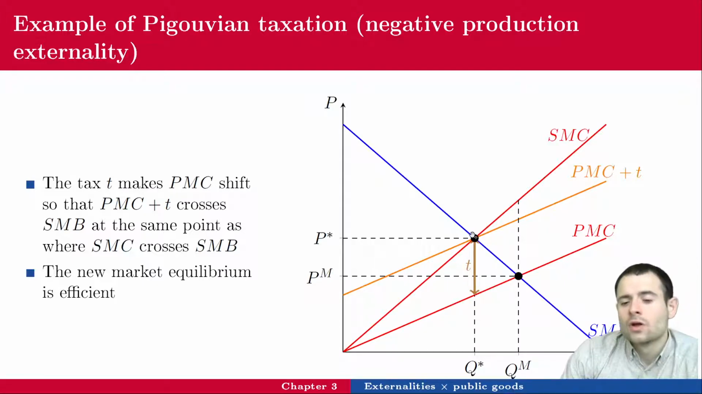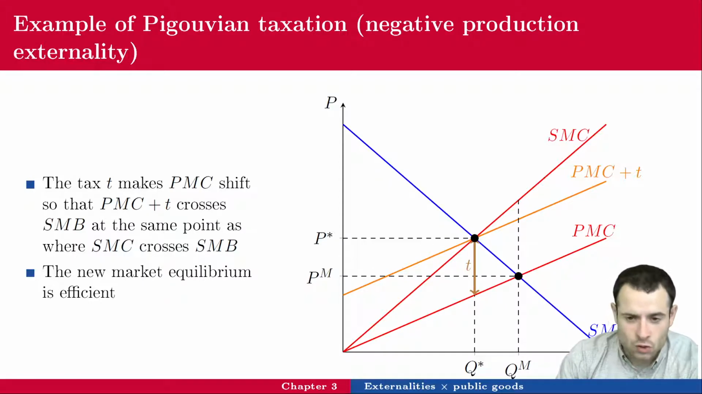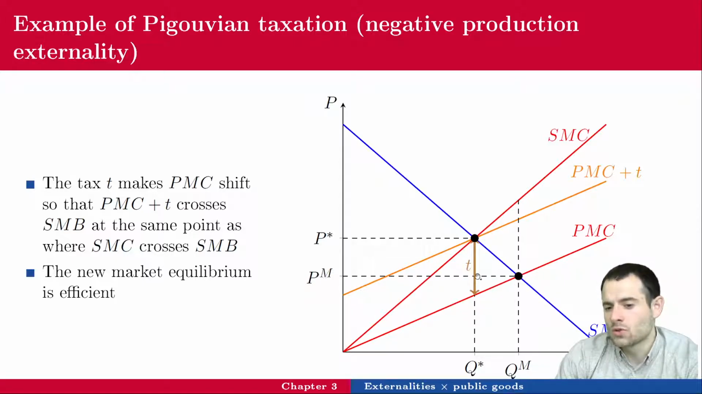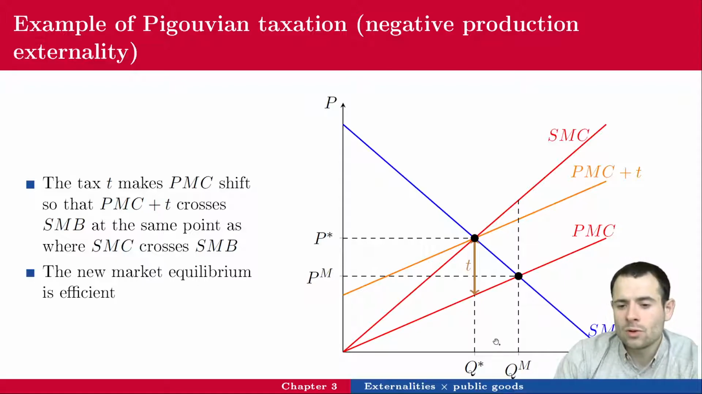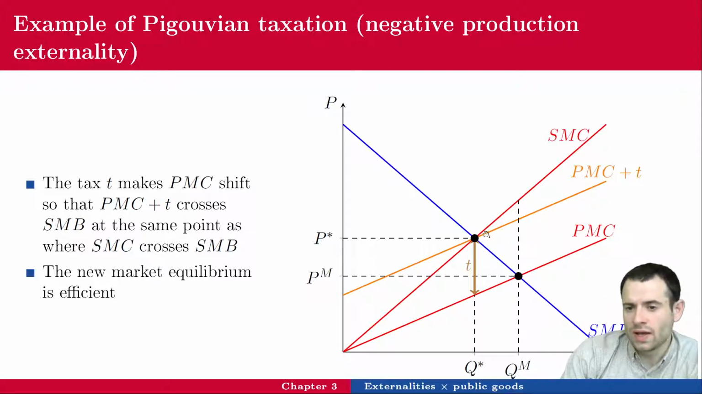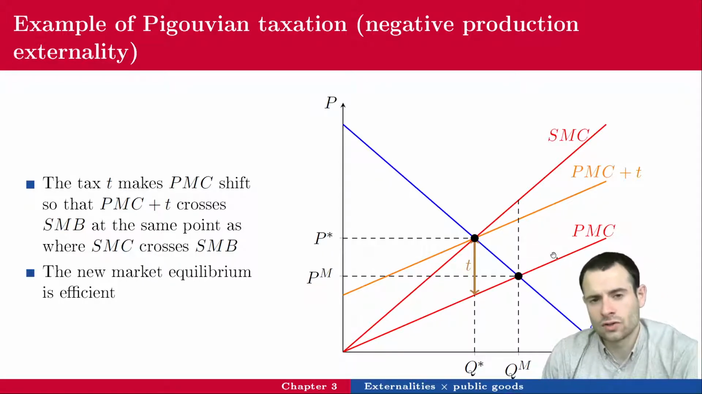In real life, there will be difficulties to implement because first you need to know what is Q star, P star. What is PMC, Q? PMC, Q is what you observe pretty much. This is the quantity of a certain good being sold every day, every month, every year. But how much should be produced is harder because you need to estimate a social marginal cost curve. You need to know not only the private marginal cost curve, but also you need to estimate the external damage caused by the production of the good.